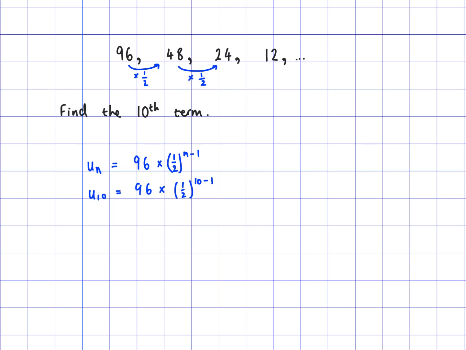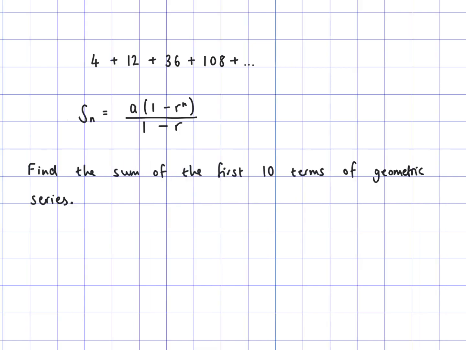Now 10 take away 1 is 9, so I'm going to do 96 times half. I'm just going to do that on the calculator now. To the power of 9, and that gives 0.1875.